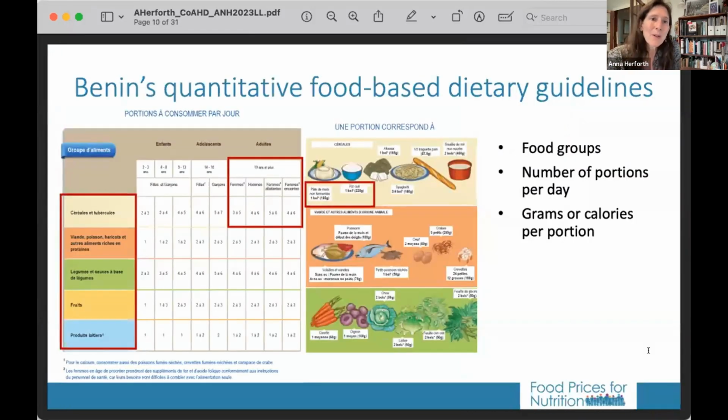Here's one example of a country's national food-based dietary guidelines. This is from Benin. And we wanted to point out here that there are a few elements that we use in quantifying dietary guidelines to find the cost of meeting them. So one is the food groups which are identified. And here we have 5 different food groups which are recommended for daily consumption.